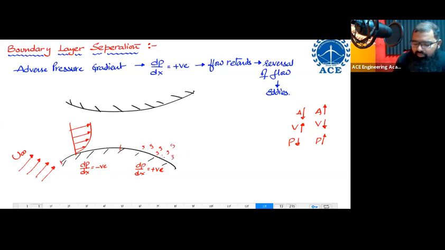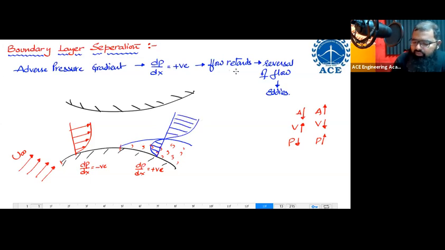Eddies are going to be formed over here. Some reversal of flow is going to take place over here. If there is some reversal of flow taking place at any section, let us say there is some region of reversal of flow, then if I look at the velocity profile at any section, I'm supposed to have a reversed velocity profile first, and then a forward velocity profile.